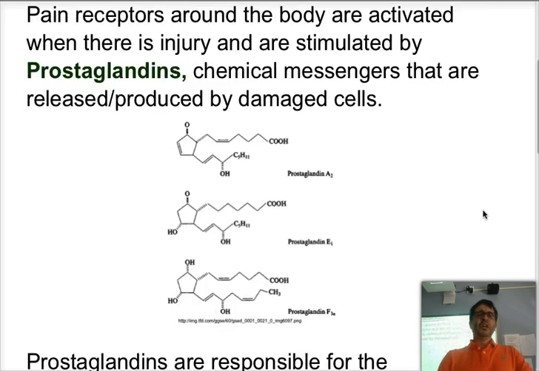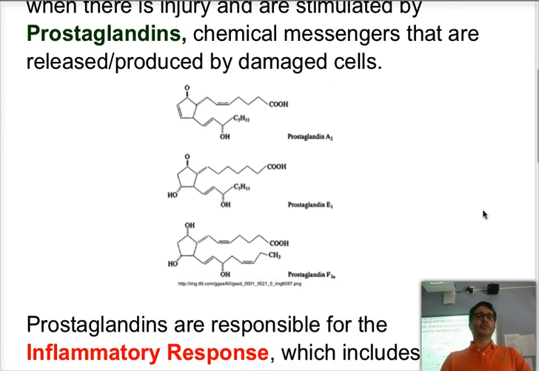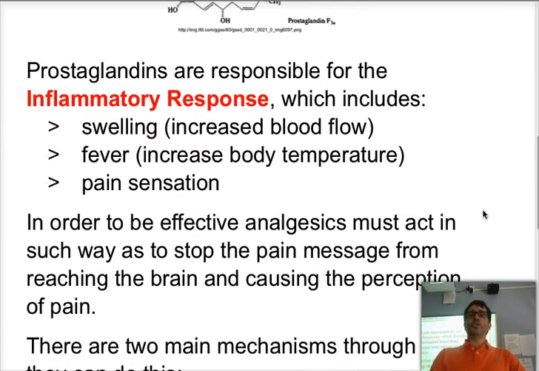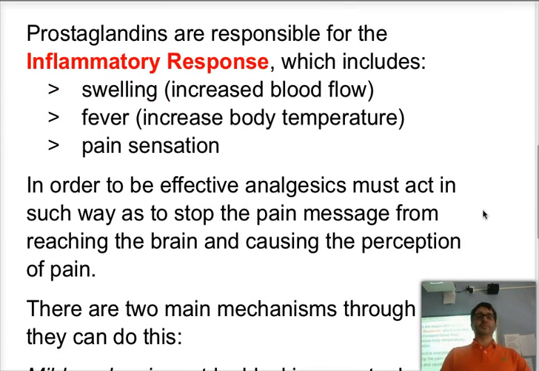All right? Here are some general structures of prostaglandins. Don't worry too much about the structure. We won't really be needing them, but it's just so you can see that these chemicals are what are there. Now, prostaglandins are released by damaged cells and are responsible for what we call the inflammatory response.